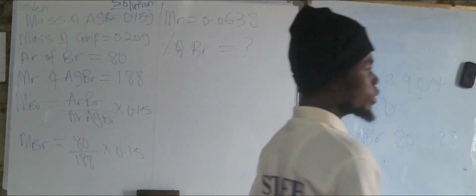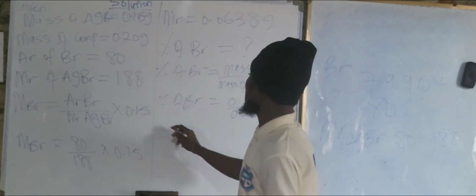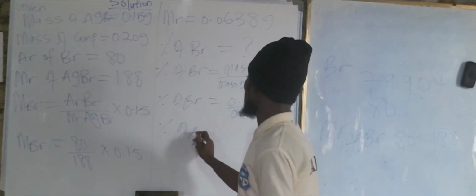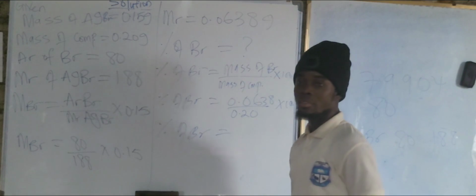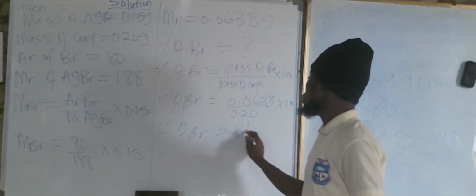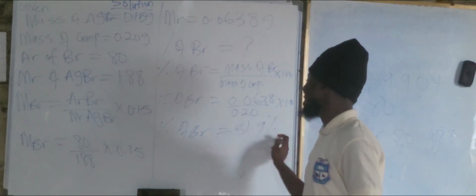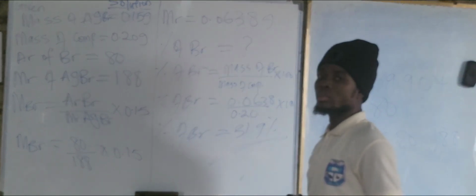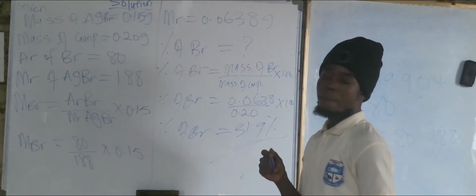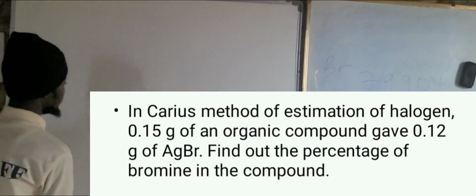So I'll copy the 551. Good. And the percentage of bromine here is now equal to, what do you have? 31.9%. I have 31.9%. Simple and straightforward. Okay, clear. Problem two. Estimation.